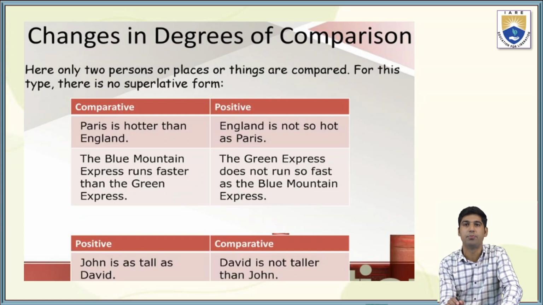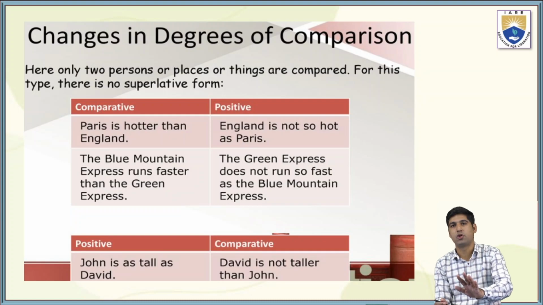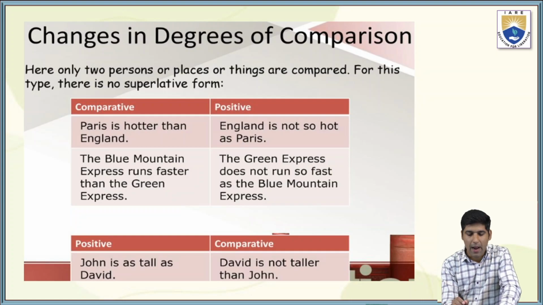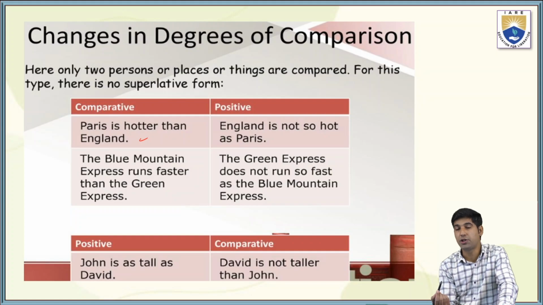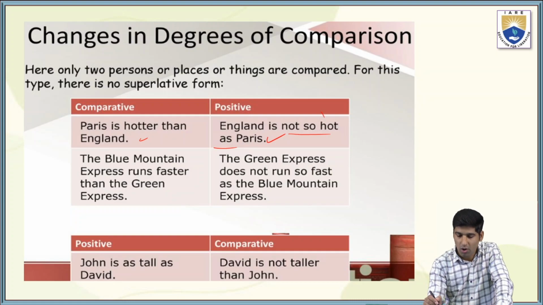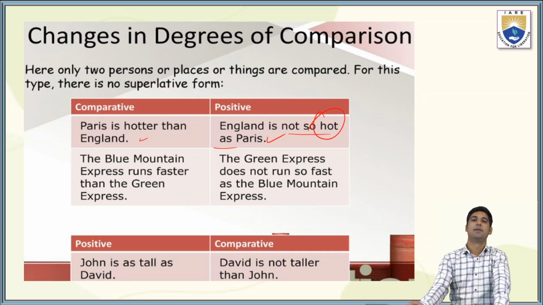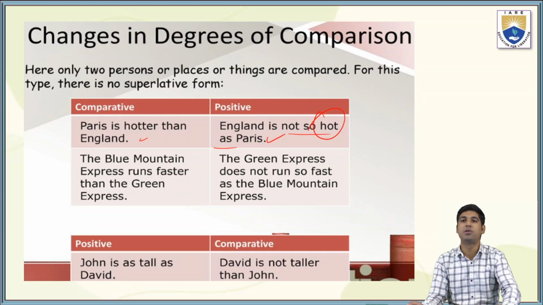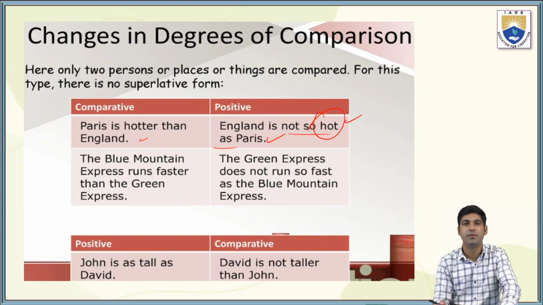For this type, there is no superlative degree. Only two persons or places. So for two persons or places, as I told you, no superlative degree is used. Paris is hotter than England. It's clear to you. Now see, I'll show you the positive degree making a comparison between two, which is not the function of the positive degree. England is not so hot as Paris. So I am telling you the comparison between England and Paris, but without using the second form of the adjective.